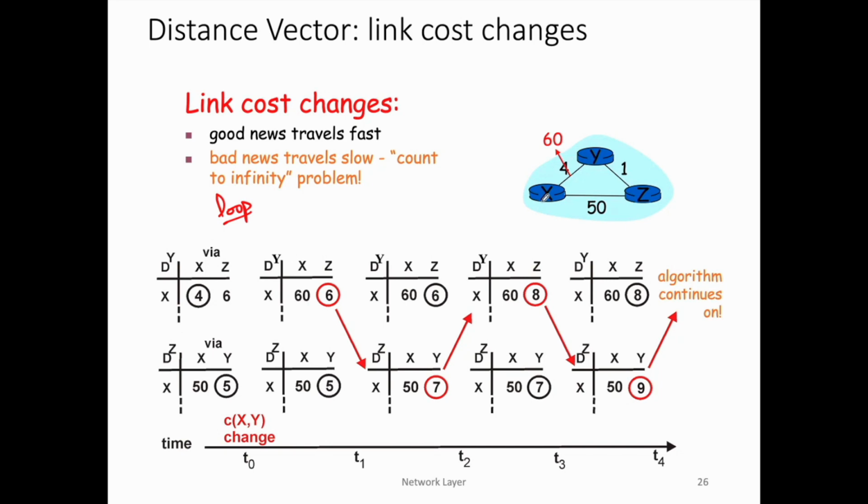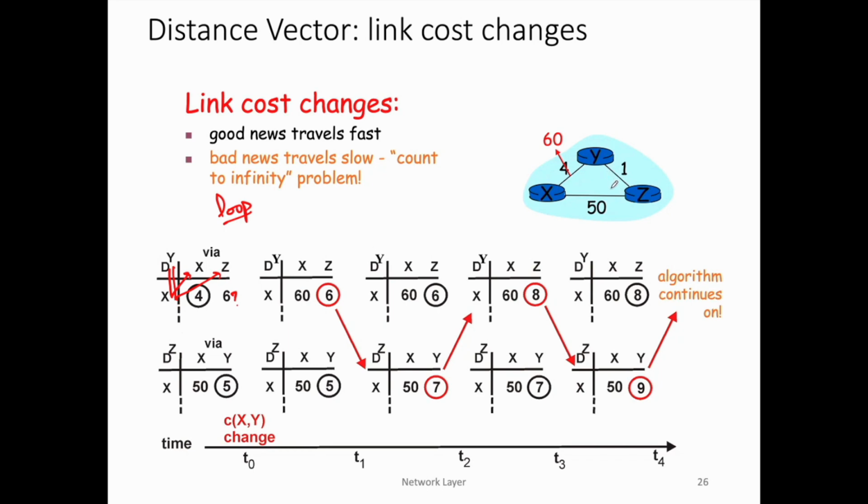The cost to reach from y to x, with x being the direct neighbor, is 4. And I want you to understand this cost, right? This cost is the cost to reach from y to x via z.